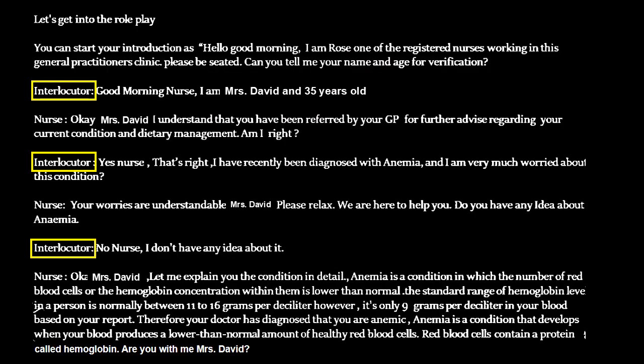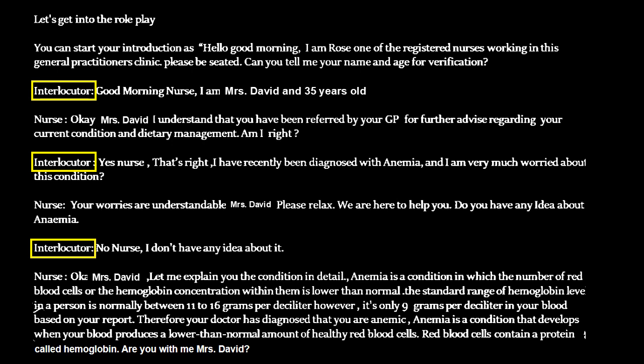Let's get into the role play. Let's begin by addressing the patient. Hello, good morning. I'm Rose, one of the registered nurses working in this general practitioner's clinic. Please be seated. Can you tell me your name and age for verification? Good morning, nurse. I am Mrs. David, 35 years old. Okay, Mrs. David, I understand that you have been referred by your GP for further advice regarding your current condition and dietary management. Am I right? Yes, nurse, that's right.